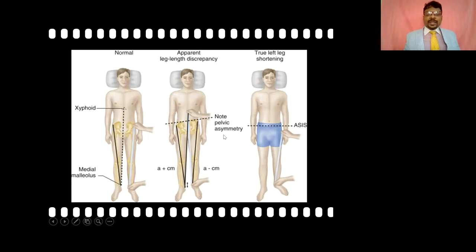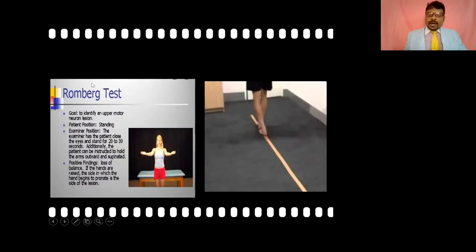With this, we can find any problem in the pelvis or any abnormality in the spine, or maybe any lateral deviation of the spine. We can easily find it and rule out the causative factor. Other than these, we have to do another special test, the Romberg's test. If there is any balance problem, we ask them to stand with eyes closed and hands straightened. They may shake if they have any postural abnormality.